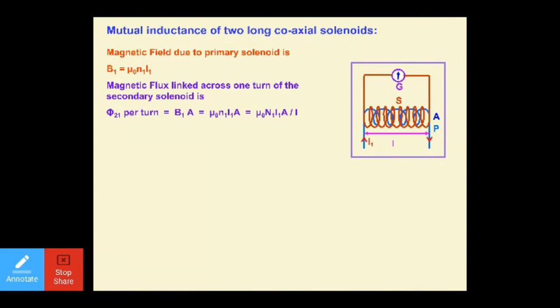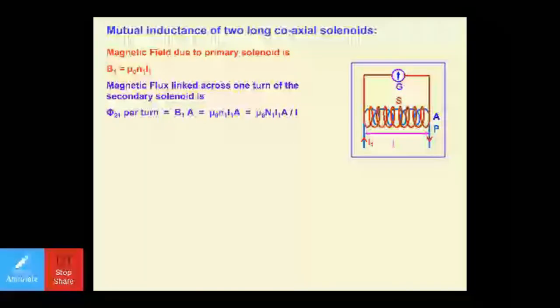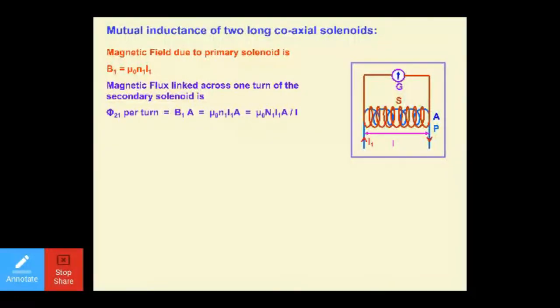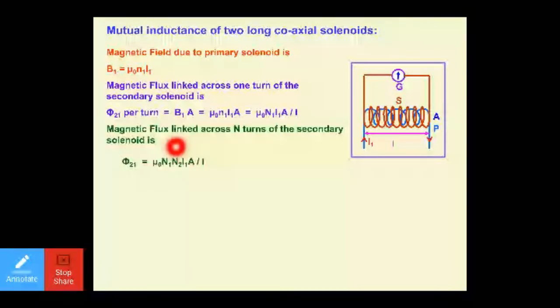Now here I am writing the magnetic flux linked across one turn of the secondary solenoid: phi 21 is equal to B1 A. What is the value of B1? That is mu naught N1 I1 into A. Small n1 I am writing here as capital N1 divided by L. So I'm writing here mu naught N1 I1 A by L. So this is the flux which is produced, the magnetic flux linked across one turn.